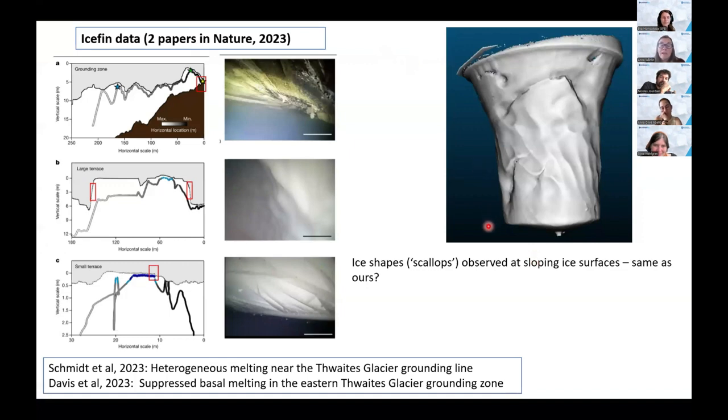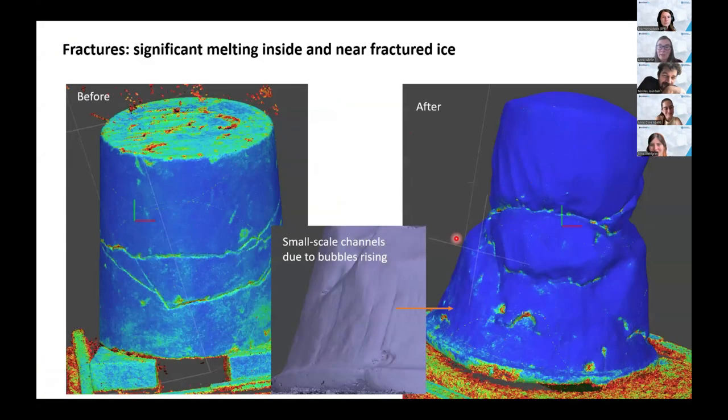So now we are here with the features, and we think they look a little bit similar to what was observed with ice fin at sloping ice surfaces near the grounding zone of Thwaites. But we don't know more than that they look similar. This is, as I said, very preliminary.